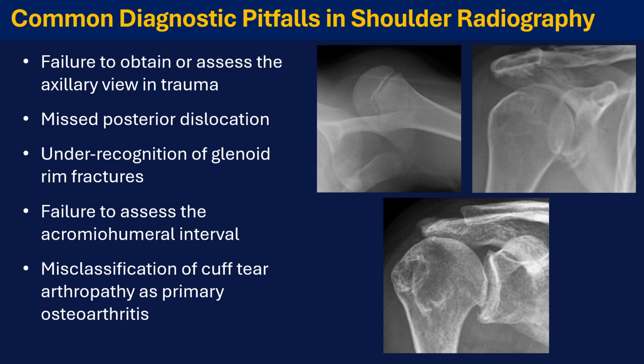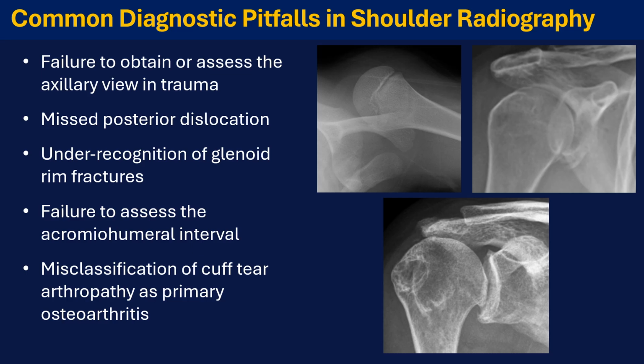Most diagnostic errors in shoulder radiography are failures of pattern recognition rather than failures of knowledge. The most common error is failure to obtain or properly assess the axillary view in trauma, leading to missed posterior dislocation. Glenoid rim fractures are frequently subtle and easily overlooked. Superior migration of the humeral head may be dismissed as projectional rather than recognized as biomechanical failure. Cuff tear arthropathy is often misclassified as primary osteoarthritis.